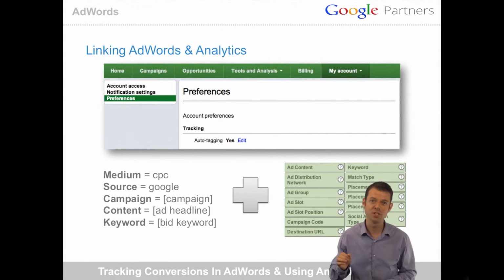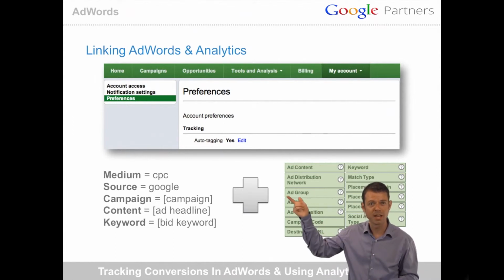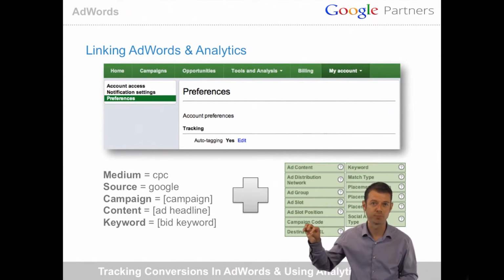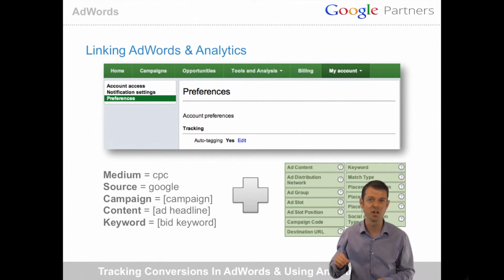For this, what you do is you go back to your AdWords account. Now you go to the My Account section, and then within that, go into Preferences. In Preferences, there's a section called Tracking. In the Tracking section, make sure auto tagging is enabled.